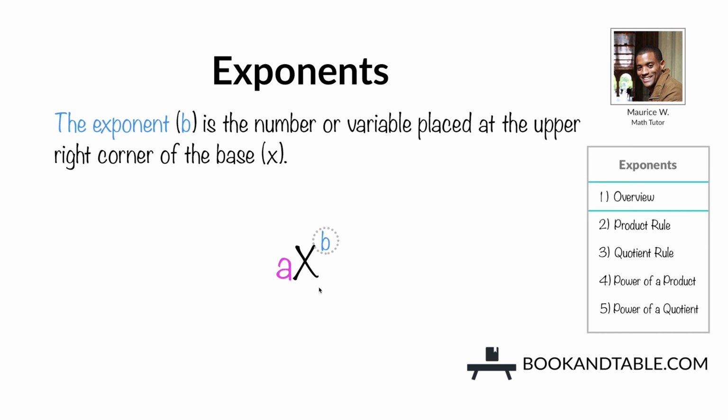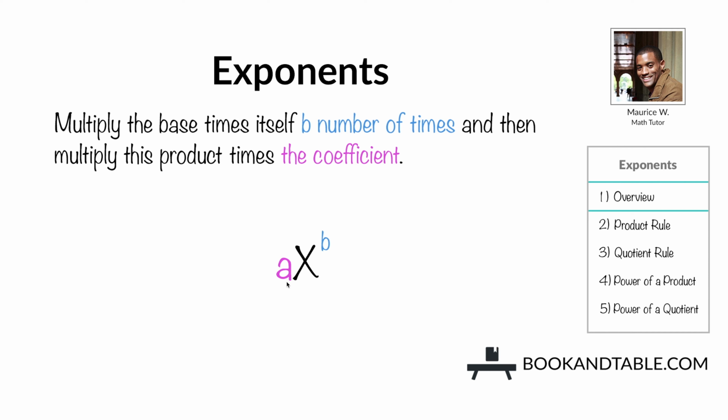But let's now dive deeper into what the exponent is. The exponent, which in this case is b, is the number or variable placed at the upper right corner of the base, which here is x. So you have your number or variable that is being raised to a power, or to an exponent b, and then the number in front of it that you're multiplying it times is the coefficient. So let's dive deeper into this.